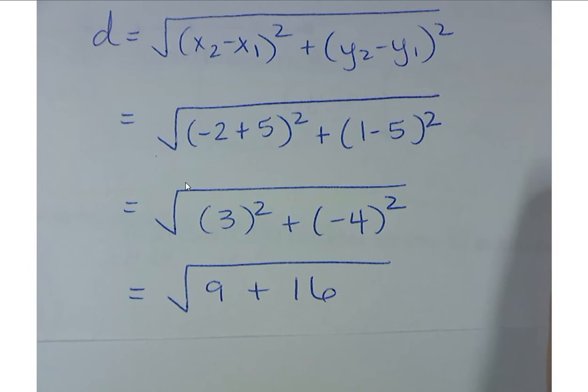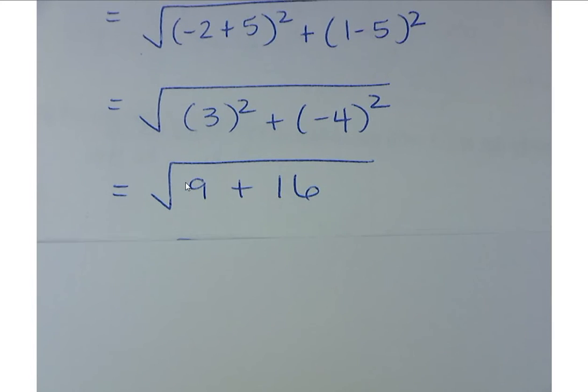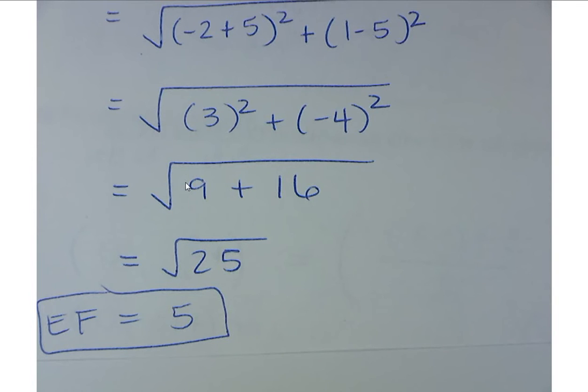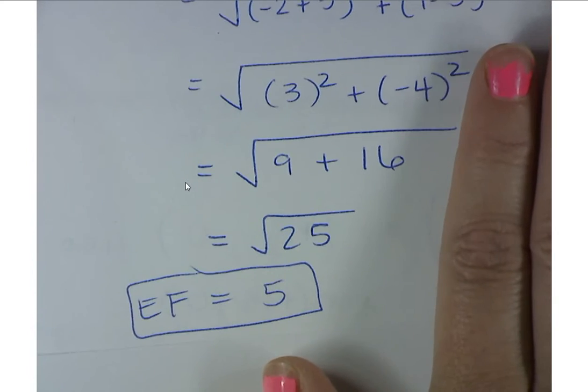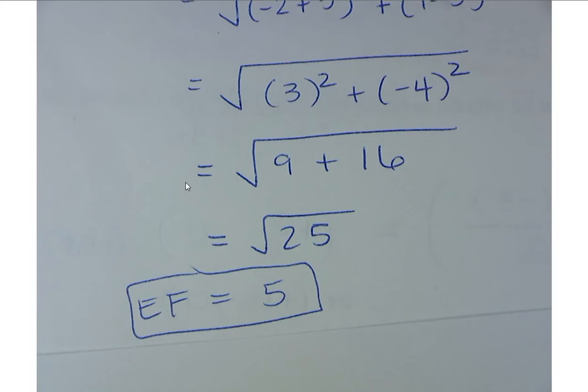And what is 9 plus 16? Is 25. Now, can you take the square root of 25 and get a whole number? Yes. Okay, so EF is going to be 5. If you don't get a whole number, you can just leave it as the square root, unless it tells you to round. If it tells you to round in the directions, you can go ahead and do that. All right, so now I want you to find GH.